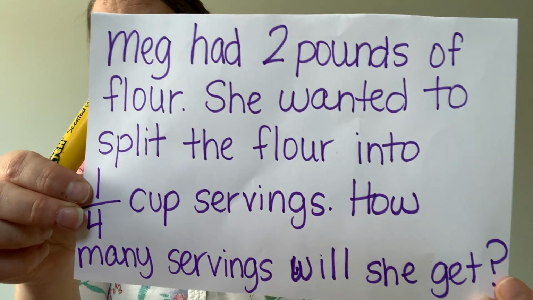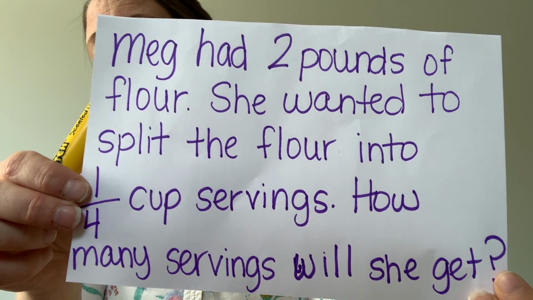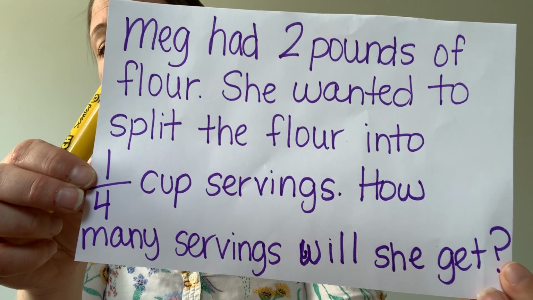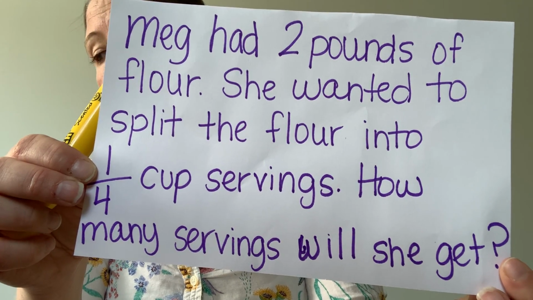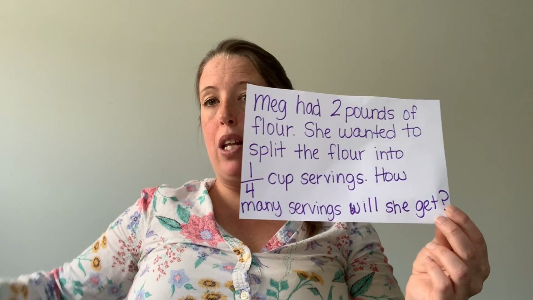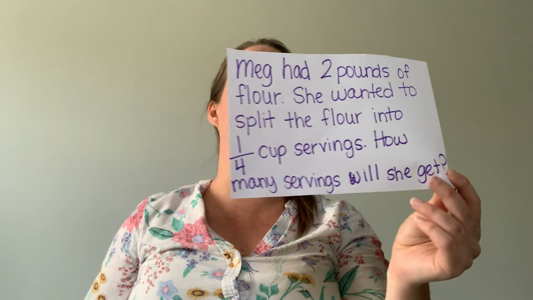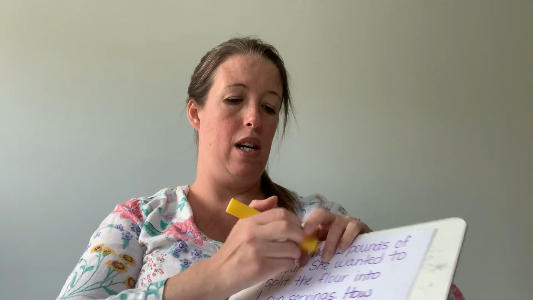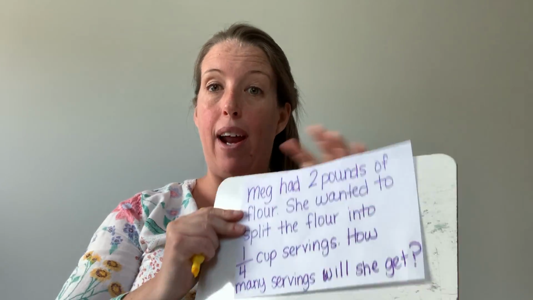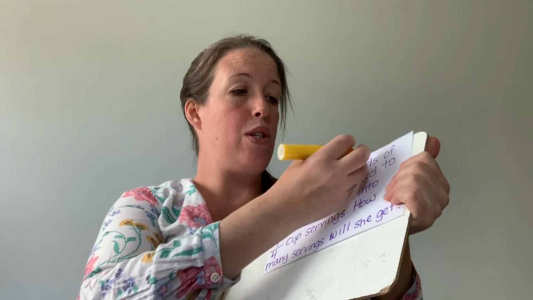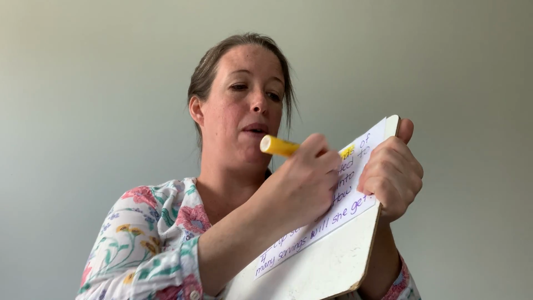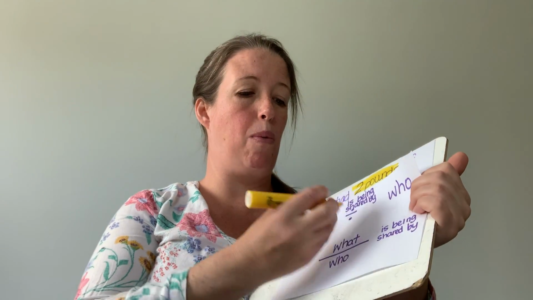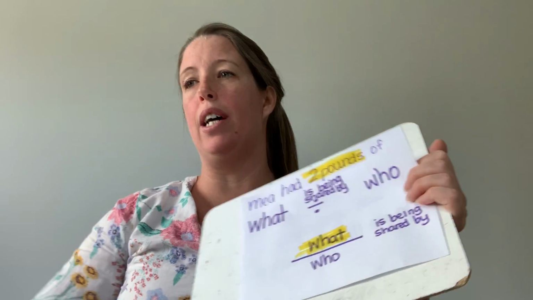So in this word problem, it says, Meg had 2 pounds of flour. She wanted to split the flour into 1/4 cup servings. So how many servings will she get? So I want to think about this what and this who. So what is being split up here? I'm trying to divide up all of the flour I have. So my what is my 2 pounds of flour, okay? And we'll maybe highlight the what in yellow.